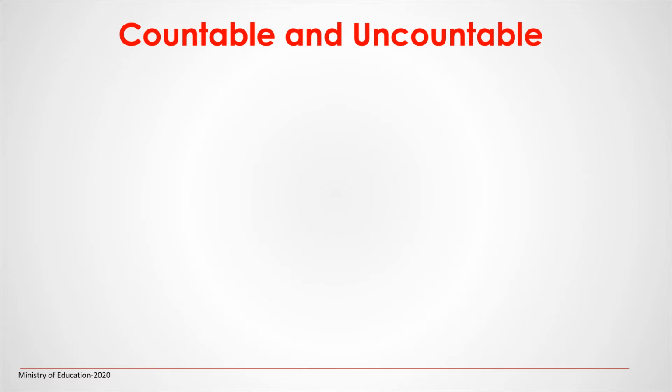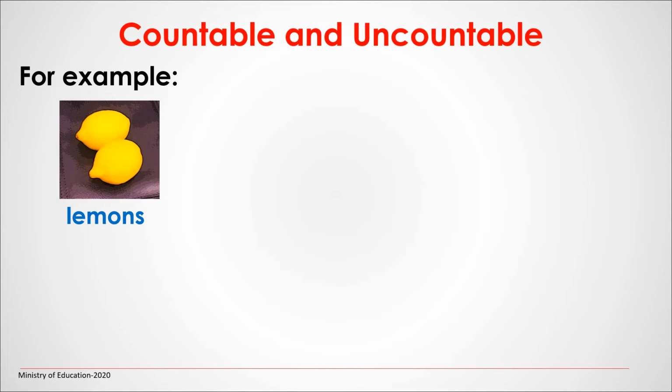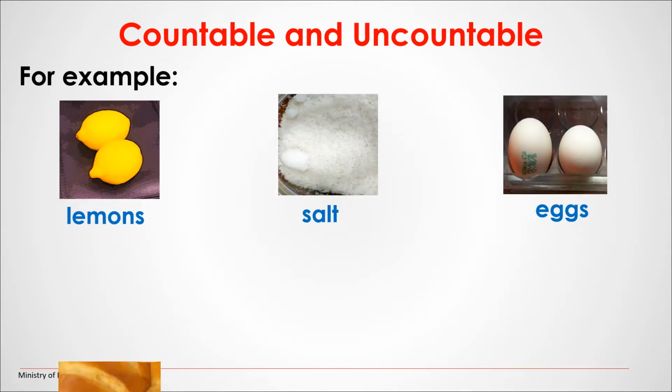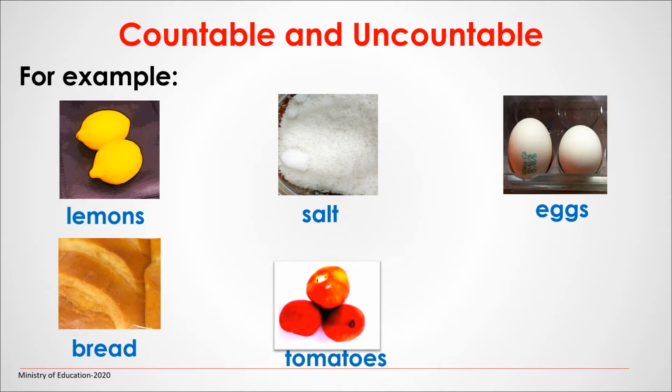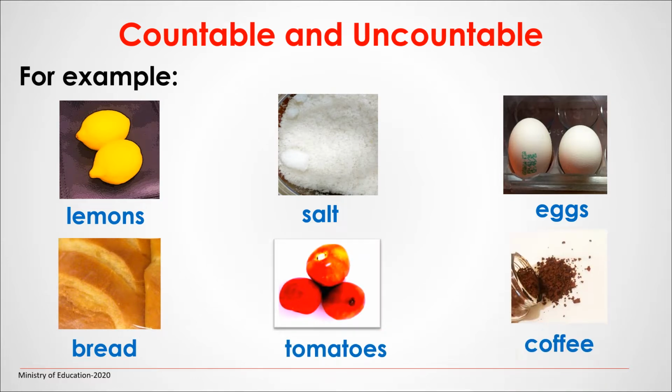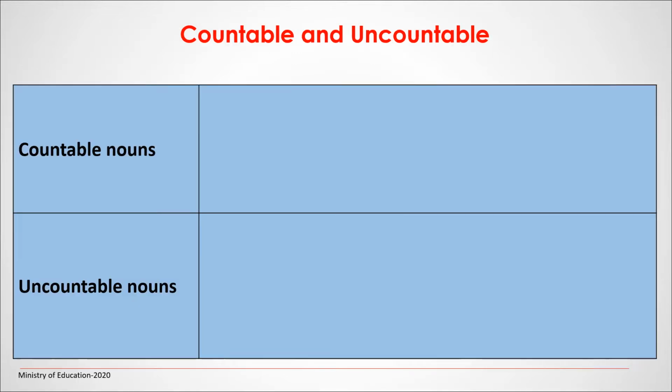Countable and uncountable. For example: lemons, salt, eggs, bread, tomatoes, coffee. Which of the previous items of food is countable and which one is uncountable? Let's check together.